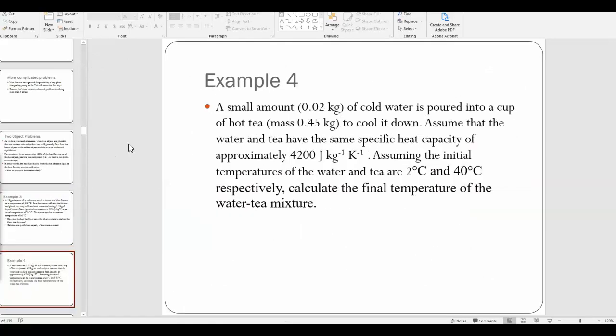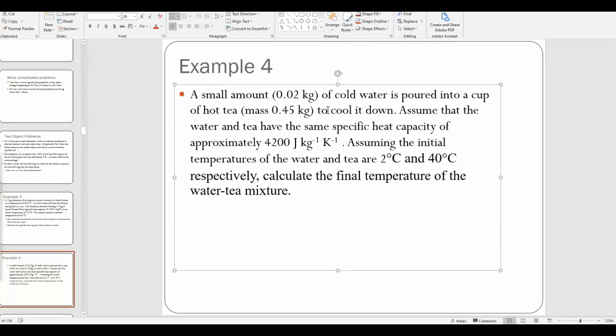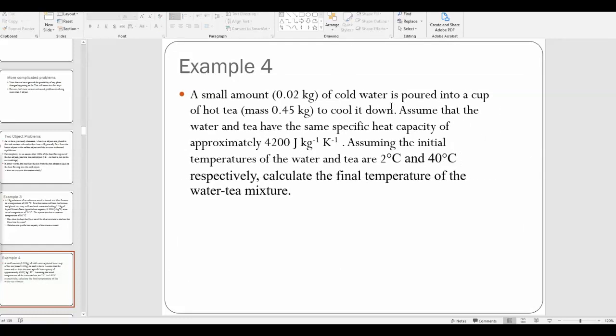All right, so example 4. This is a little more straightforward. This says a small amount of cold water is poured into a cup of hot tea to cool it down. And just as I go through, I'll label these. I'll call this, let's say, mass of the cold water, MC, and it's hot tea, so let's call it MT. What you call it, I don't really care. It doesn't really matter. I just need to label it something. So this is the cold water, this is the tea.